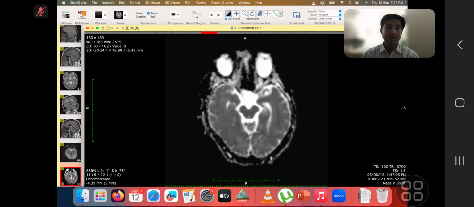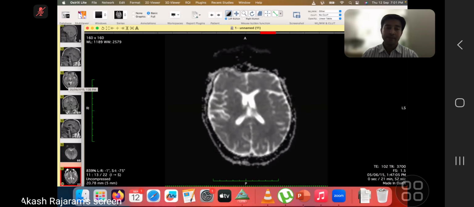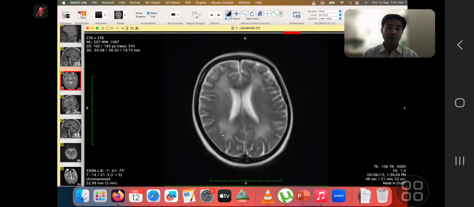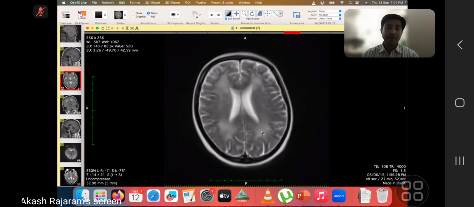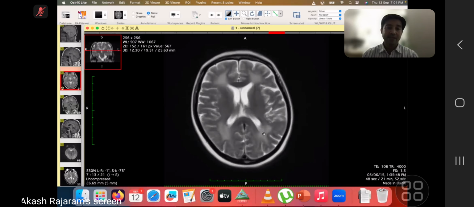And we'll go to the last case. The last case, I showed you the T2. You were correct about that. There are periventricular confluent white matter changes. You're seeing these changes. This is a T2 weighted image. They are diffuse periventricular confluent white matter changes.